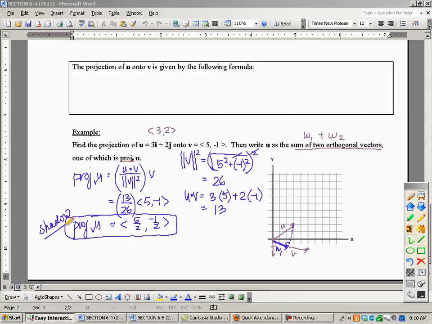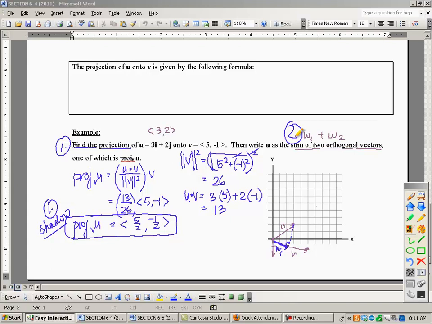And if you wanted it in decimal, you could say 2.5 and negative 0.5. That's fine. And you can kind of see it's about 2.5 over, down a half, based on how accurate your drawing is, but my drawing is an approximation, this is exact. Okay, now that's the first part. The first part says find the projection, number 1, which we've just done. Number 2 says write U as the sum of two orthogonal vectors.